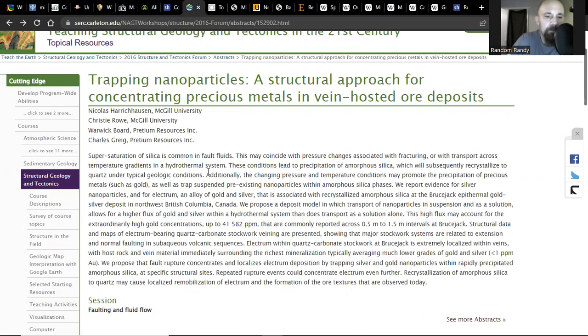Now, they supersaturate the sand, right? And with changes in pressure associated with fracturing or with transport across temperature gradients in hydrothermal system, what happens is it leads to a precipitation of amorphous silica, which recrystallizes into quartz underground under typical geologic conditions. Okay. So this is the process taking place underground, whereas nanoparticles are suspended in a solution, allowing for a higher flux or integration of gold and silver within these hydrothermal systems.